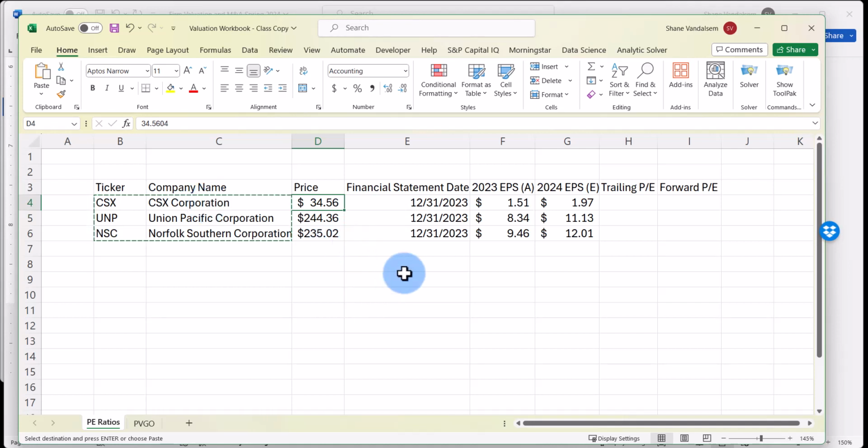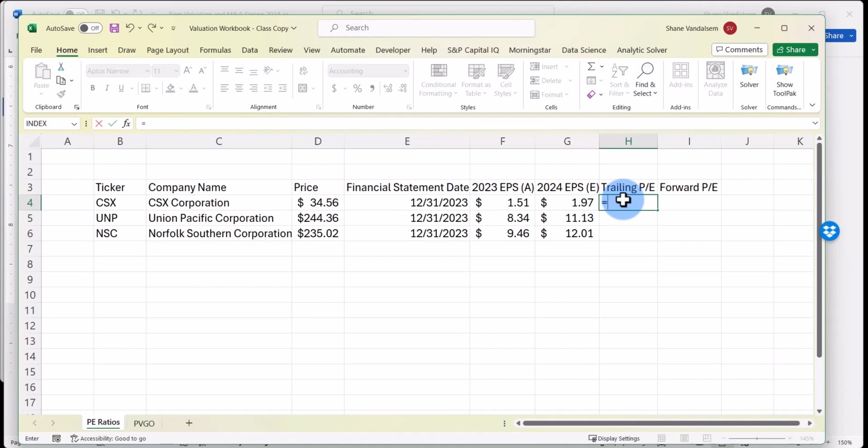So what I've got here is that I'm looking up the price as of the financial statement date, and that's also the date I'm getting the information for the earnings per share and the past earnings per share. This was for the earnings per share for 2023, and the A stands for actual. And then the 2024 earnings per share, and the E stands for expected. So the 2024 one, at the time I'm making this video, is a projected earnings per share for the year 2024.